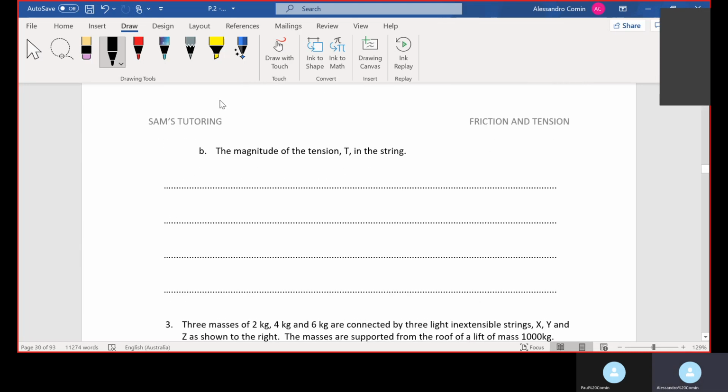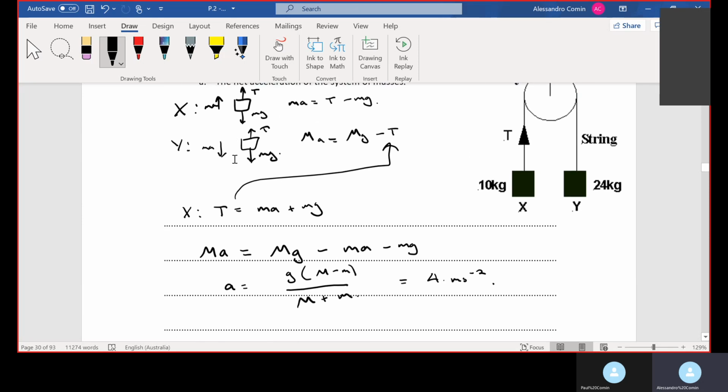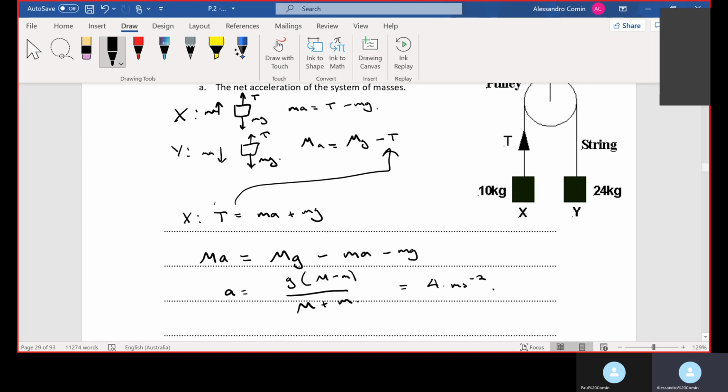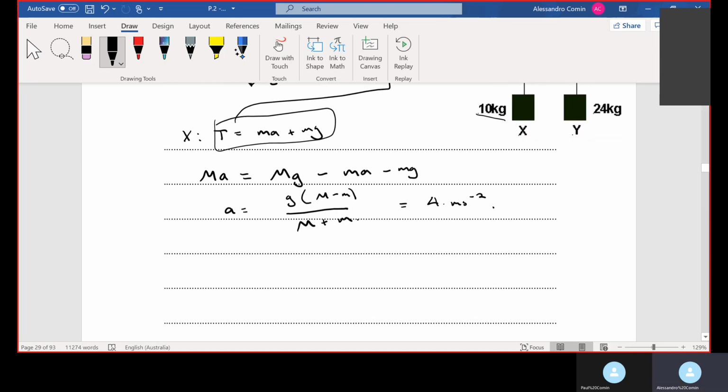All right. Now, question B asks for the magnitude of the tension in the string, but I said earlier that if we're asked to find tension, we're going to substitute through A, but there's a catch. We're going to only substitute through A to get tension if we're asked to find tension first. If we're asked to find the acceleration first, well, look at this equation here. T is equal to ma plus mg. I know what g is, I know what little m is, and I know what A is. I just found A. And that is going to be my tension.